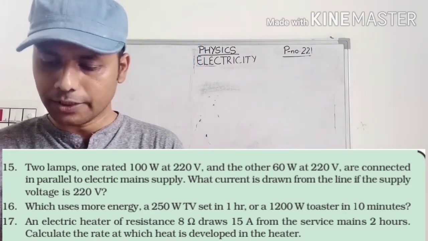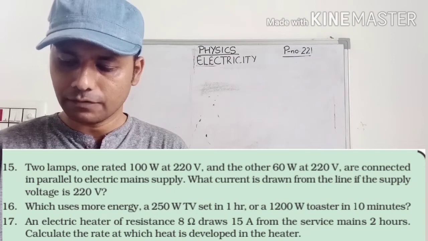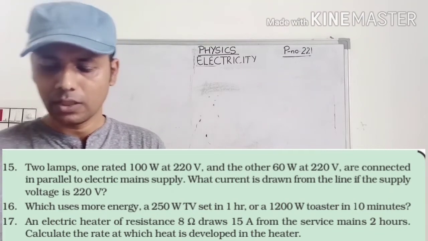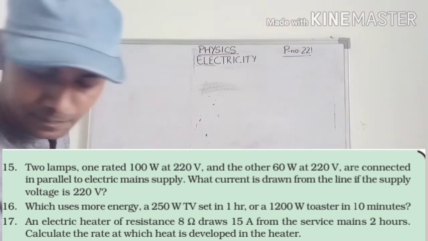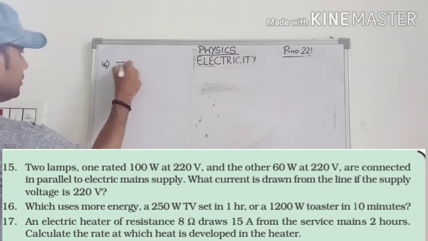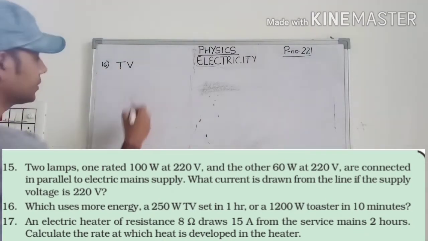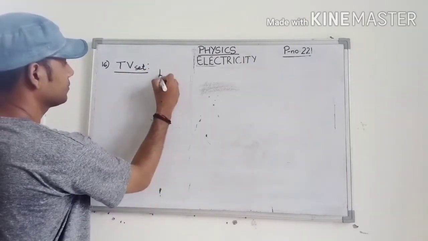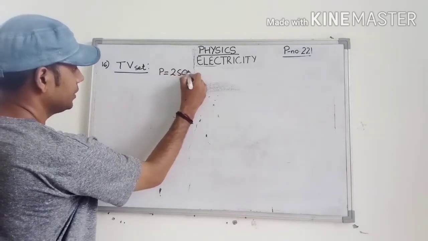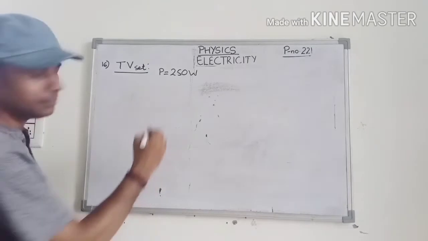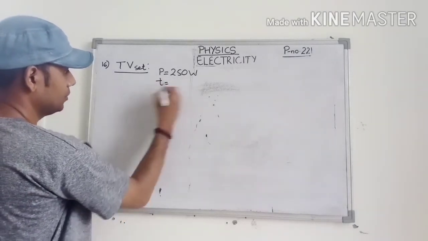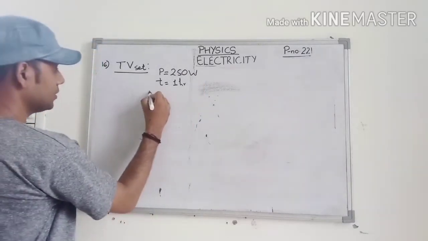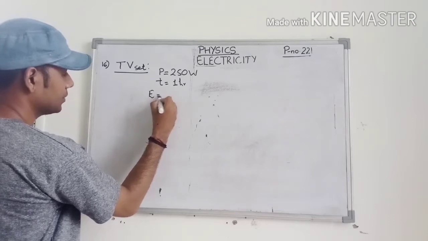Next, question number 16. Which uses more energy, a 250 watt TV set in 1 hour or a 1200 watt toaster in 10 minutes? Now here we have two devices. The first is the TV set. The power of the TV set is 250 watts and the time for which it is used is 1 hour. Clear? And what you have to calculate is the energy consumed, that is E.